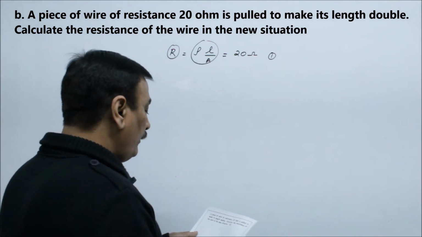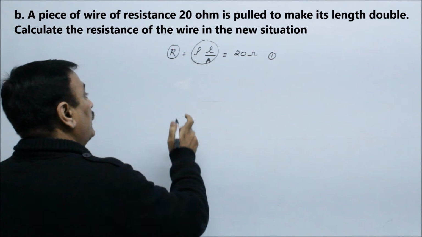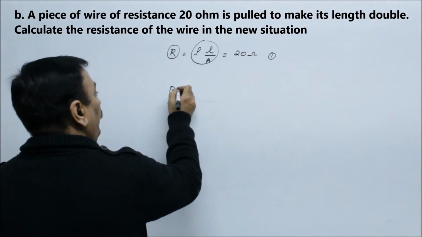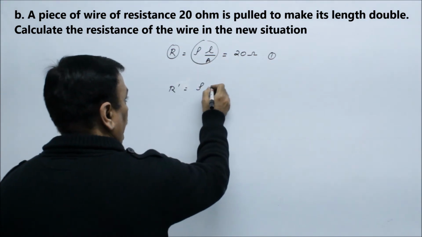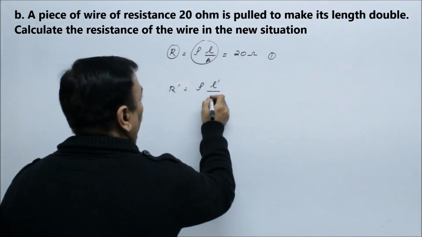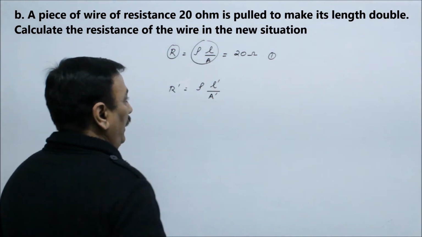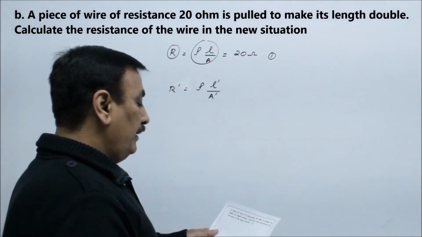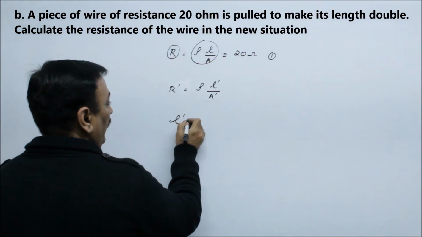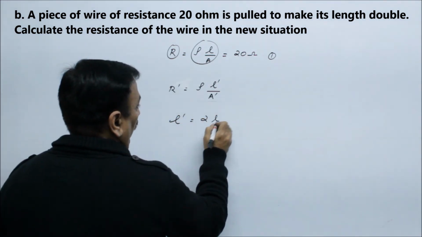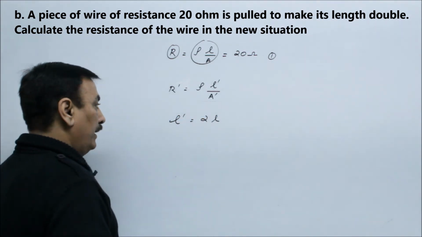Now length has become double. Now let us write down the formula of new resistance. We can write rho, the material remains the same, and length L dash and area A dash. Now what parameter have they given? Length is double. So they have already told us L dash is equal to twice of L. This information is there with us.